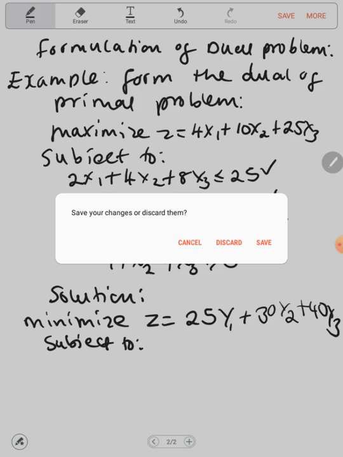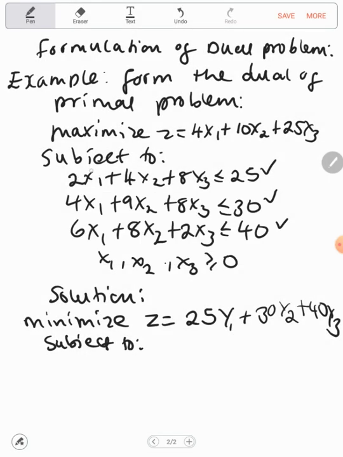Then you put your constraints. The first constraint will have the values of the first variable, which is x1. All these values for the variable x1 will appear in the first constraint. You have 2y1 plus 4y2 plus 6y3, and because it's a minimization problem, the sign will be greater than or equal to. And then you get the first number from the objective function, so on the right hand side you have 4 for the first constraint.